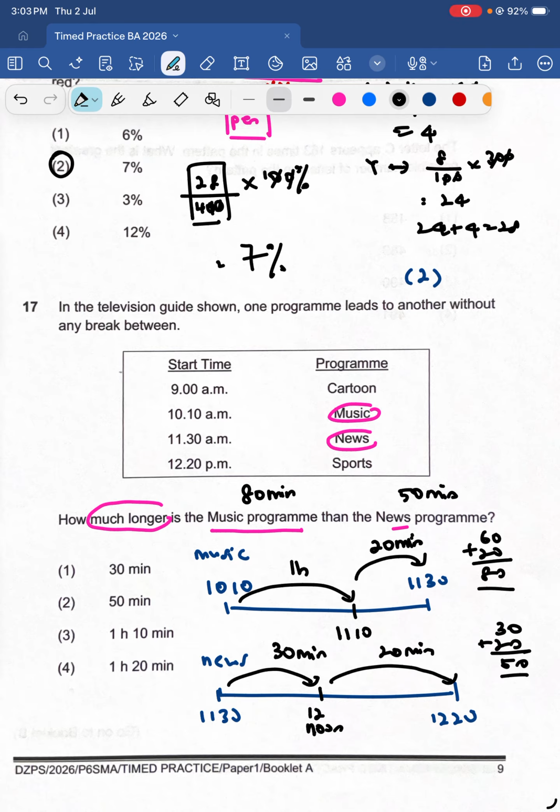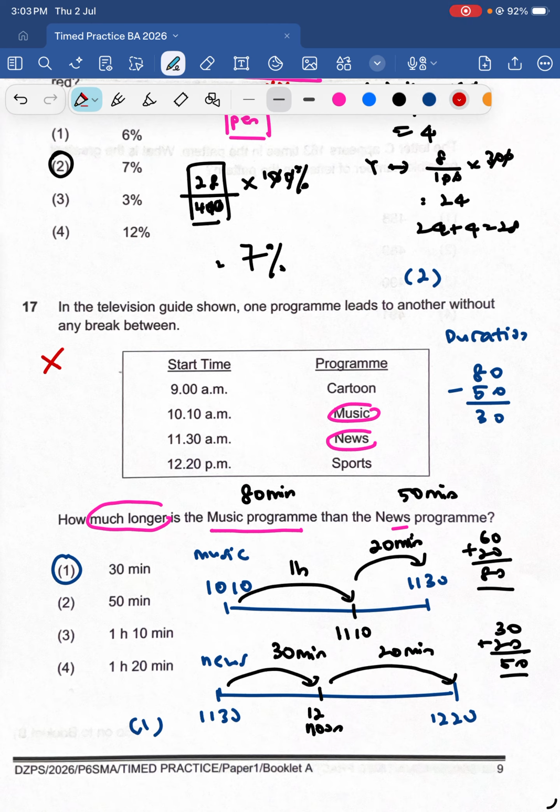When do you subtract time? You can only subtract time if it's a duration. Meaning I can take 80 minutes minus 50 minutes to get 30 minutes. Option 1. However, I cannot take 11:30 minus 10:10 like that. This cannot, because for every regrouping is 60 minutes. We use a timeline. Okay, so this option is 1.